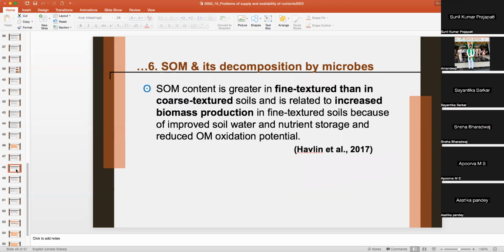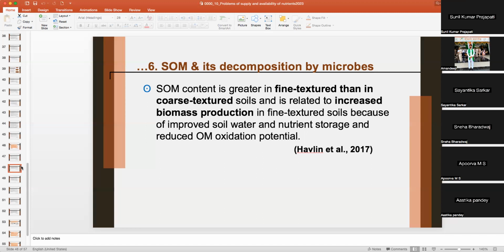Soil organic matter content is greater in fine texture soil than in coarse texture soils and is related to increased biomass production in fine texture soils because of improved soil water and nutrient storage and reduced organic matter oxidation potential. This is a very interesting line for all of you, to compare the organic matter content under two conditions: one is fine texture soils and the other is coarse texture soils or sandy soil. Why is organic matter higher in fine texture soils than coarse texture?